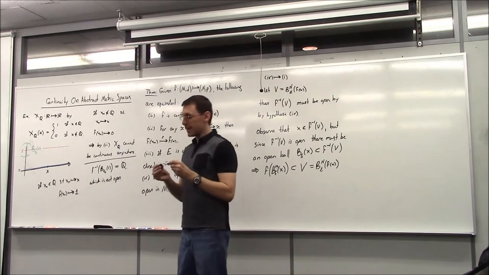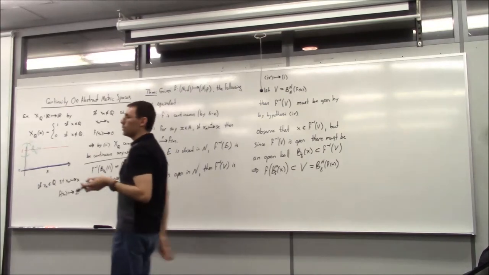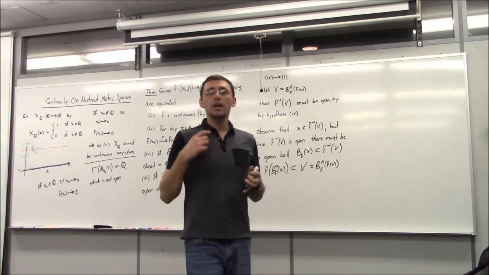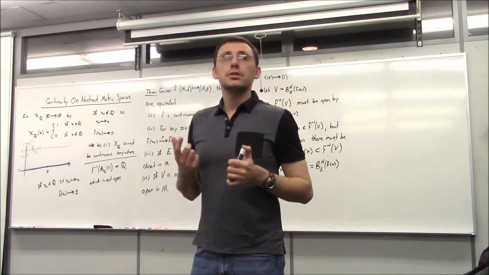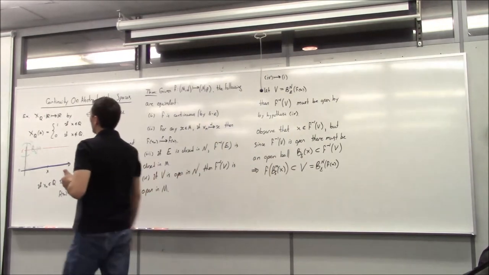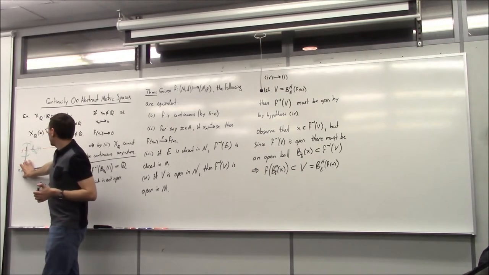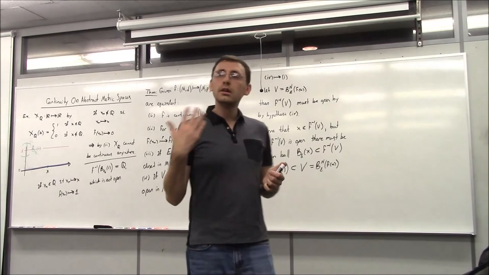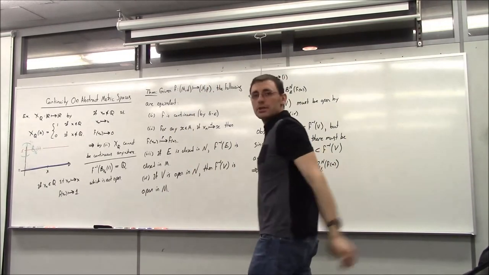Okay? In fact, let's try to imagine all sorts of open balls. Let's see what are the possibilities. So I select a random open ball. What could be the preimage? If I select an open ball that only contains 0 but does not contain 1, the preimage is going to be irrational, all the irrational numbers.